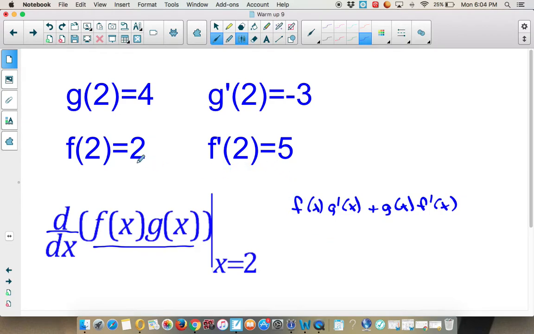So f at 2 is 2, g prime at 2 is negative 3, and then g of 2 is 4, and f prime at 2 is 5. So this is going to be negative 6 plus 20, so that's going to be 14. And you can see that if you didn't expand it in its generic form, you're not going to get that answer at all. Okay, we're going to do another one.